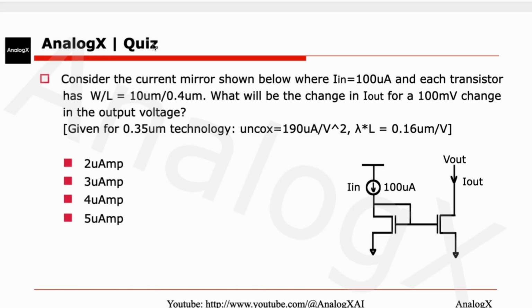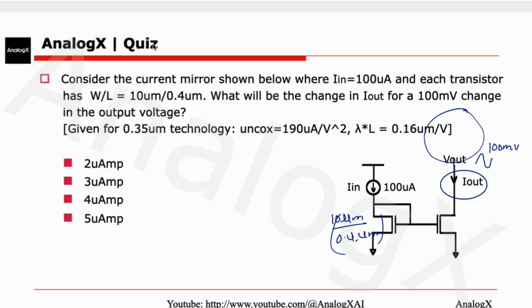Okay, so they have given the width and length ratio, that is 10 micrometer by 0.4 micrometer. And they are changing this output voltage. Suppose there is some kind of load, or you can assume here a differential input pair. Now they are biasing this circuit in some way, due to which this node is changing by 100 millivolt. So how much will this current change?